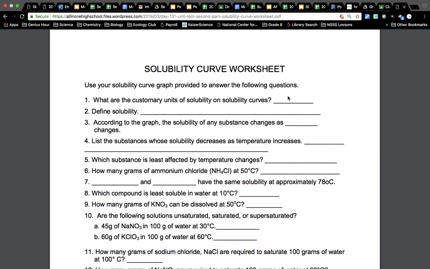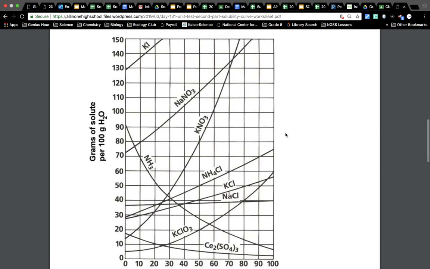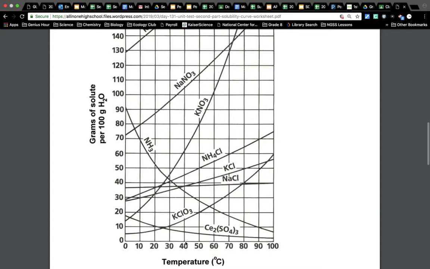Okay, so number one, what are the customary units of solubility on solubility curves? So what kind of units do we see? Well, even if I didn't know, I could go down to my actual solubility curves. I've got curves for many different compounds here. I can see that number one on the bottom here, degrees Celsius, so it's in temperature. And then the other one is grams of solute per 100 grams of H2O, of water. I suppose you could have different solubility curves if you change the solvent as well.